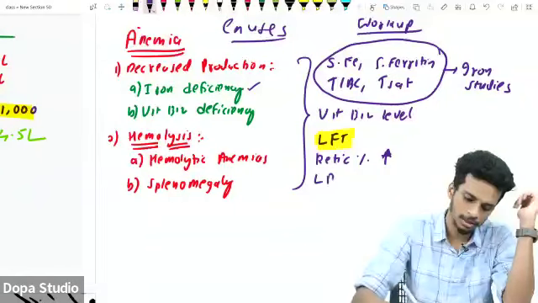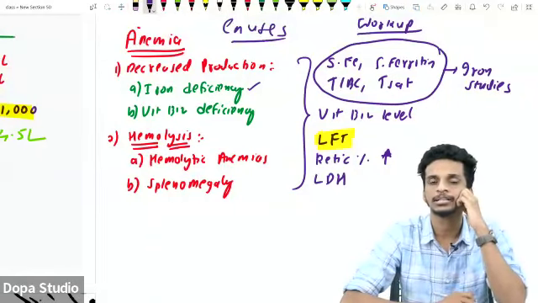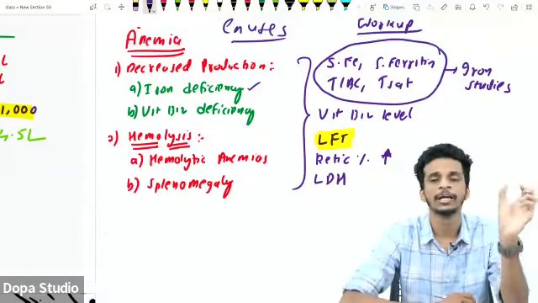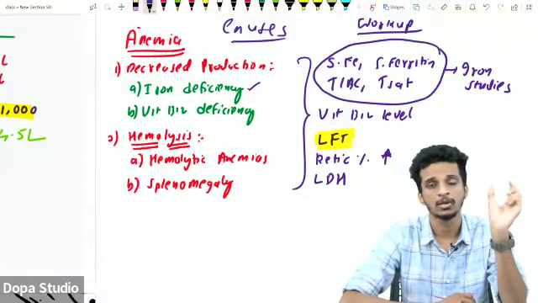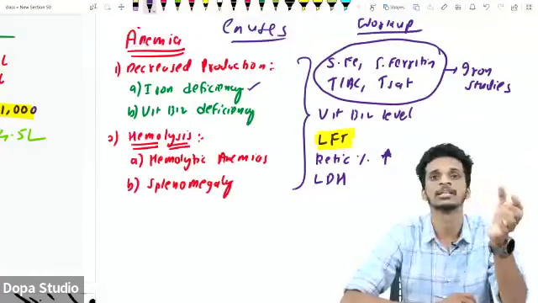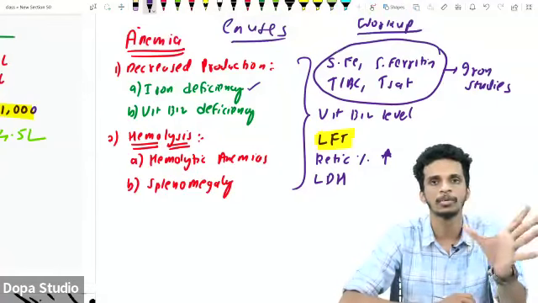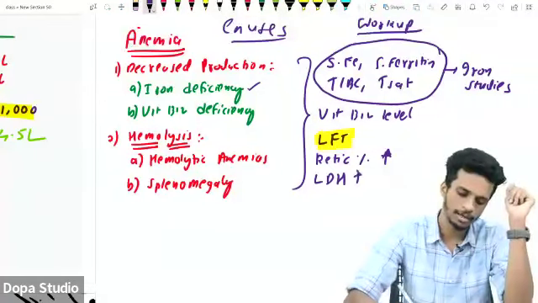Now, the next important thing is LDH, that is lactate dehydrogenase. LDH is an enzyme seen mainly in RBCs and other cells. So whenever there is increased destruction of cells, including increased destruction of RBCs, LDH is released into the blood, and we get an increased level of LDH in hemolysis.